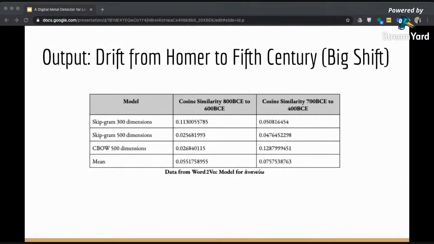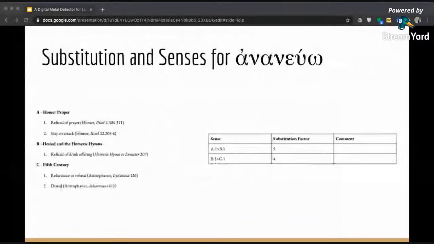Now, let's take a look at what the computer decided was a case of big shift. Okay, so a word like ananwewo here. And ananwewo here has a very low mean cosine similarity, which you can see between 800 to 600 BCE, and 700 to 400 BCE. So we're expecting a very big shift in meaning. We didn't get that, unfortunately. And I'm going to be going into more detail as to why I think that is and what we did get.